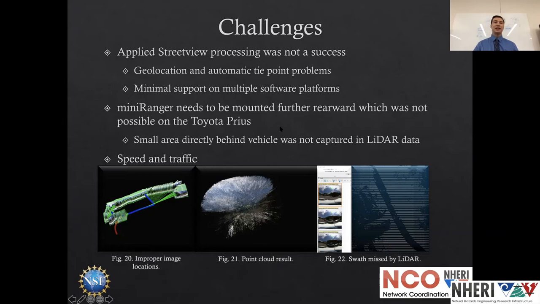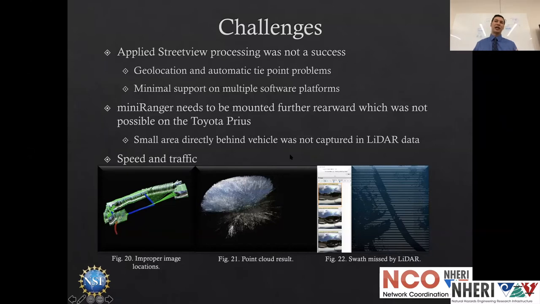Another challenge is that the Mini Ranger needs to be mounted further rearward or on a different vehicle entirely, because the Toyota Prius, we couldn't mount it far enough to the rear to capture the data behind the car. And so you can see in this image here, there is a swath of data directly behind the car on the road surface that was not taken.